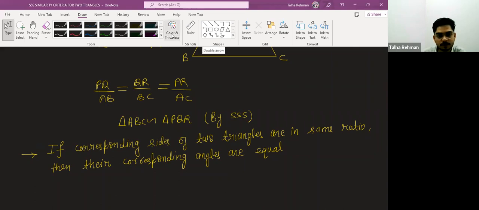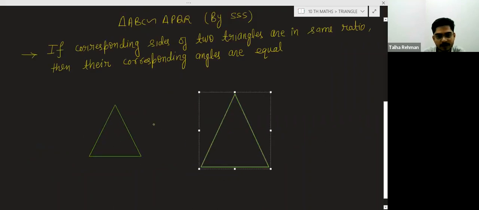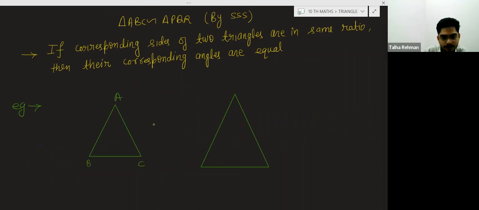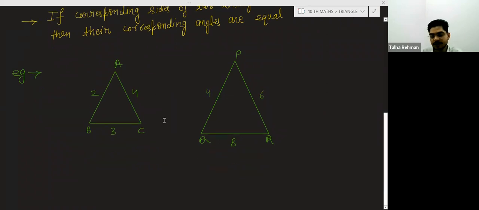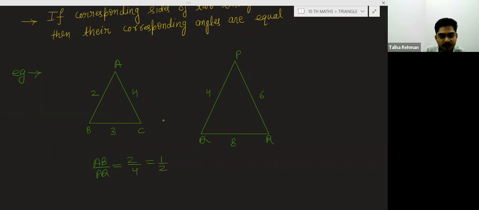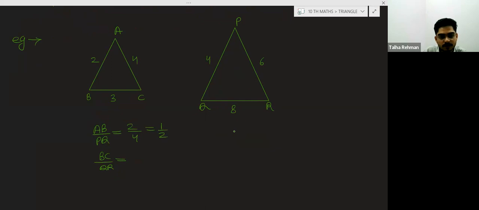So if two triangles are given, suppose, this is one triangle, this is another triangle. This is triangle ABC. This is triangle PQR. This side AB is given 2, BC is given 3, AC is given 4. This is 4, this is 8, this is 6. Now take the ratio of the corresponding sides, that is AB by PQ. What is AB by PQ? 2 by 4 means 1 by 2. Now take BC by QR, the ratio of the corresponding sides. So corresponding to BC, this is QR. So BC by QR, 3 by 8.